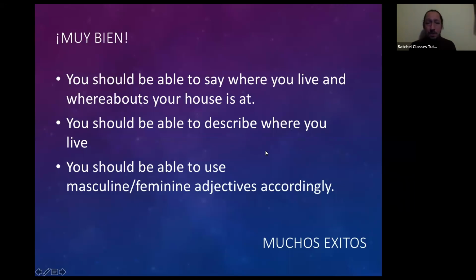So by now you should be able to say where you live and whereabouts your house is at. You should be able to describe where you live, and you should be able to use masculine, feminine adjectives accordingly. If you have done this, very well done to you. If you haven't done it and you're still struggling with this topic, please do practice. Ask your teacher. Ask him a lot about pronunciation and new words that you can learn and more complex sentences. Most importantly, come back to these lessons, revise them, see them again. That is going to help you a lot with your pronunciation and with the structures that we use every single day in our Spanish.